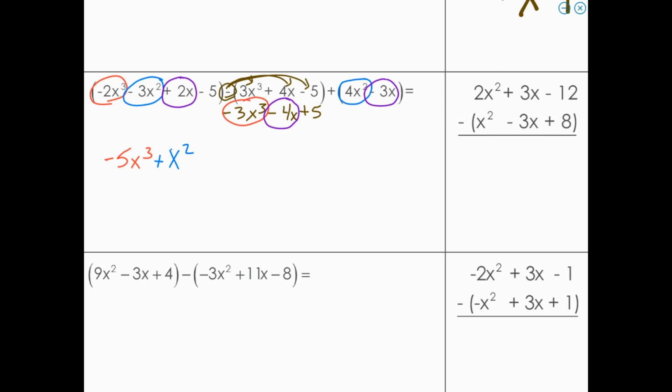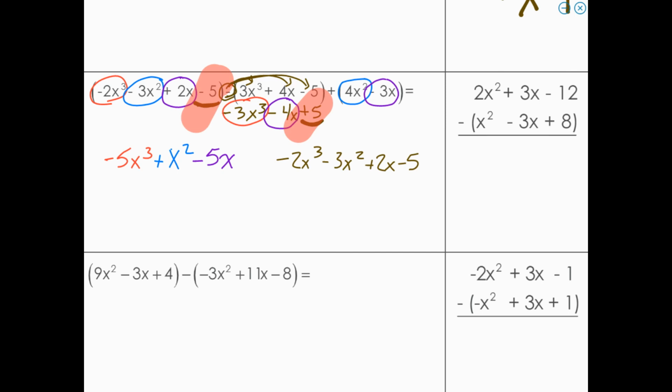What do I end up with? Negative 5x. And then lastly, I've got negative 5 and positive 5. What's going to happen with those? They're going to cancel out. Okay, so my final answer is this one. Now, if I wanted to rewrite this so that it was vertical, then I could. It would just be negative 2x cubed minus 3x squared plus 2x minus 5.